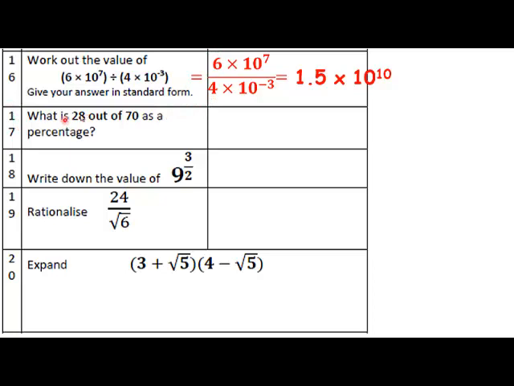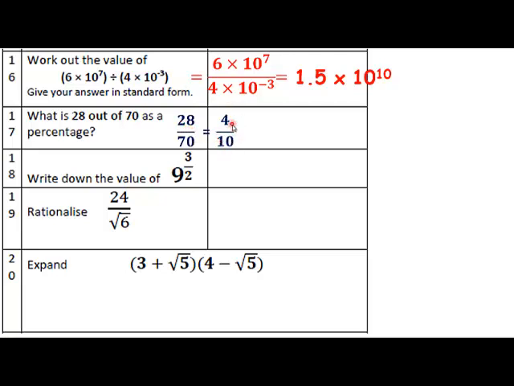Question 17. What is 28 out of 70 as a percentage? So that's 28 over 70. I need to turn the bottom number into 10. So I'm going to divide the top and bottom by 7. 70 divided by 7 is 10. 28 divided by 7 is 4. So that's 4 over 10.